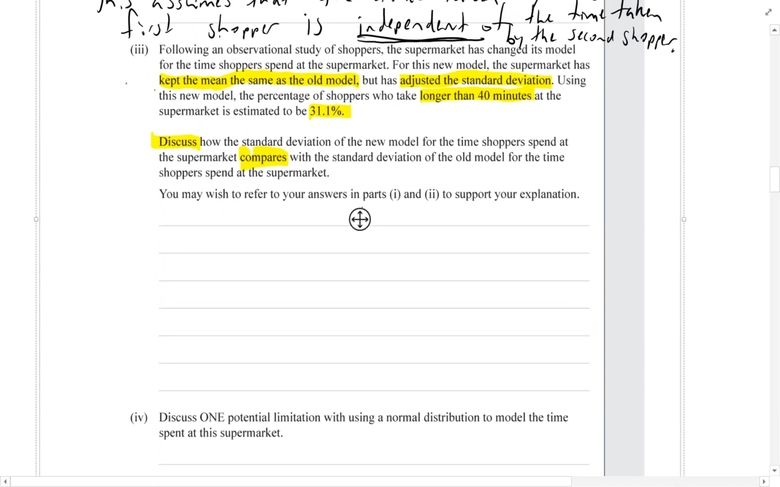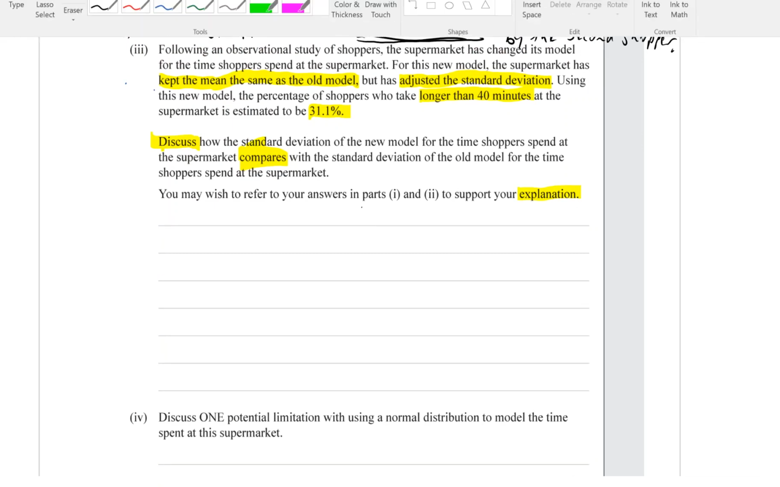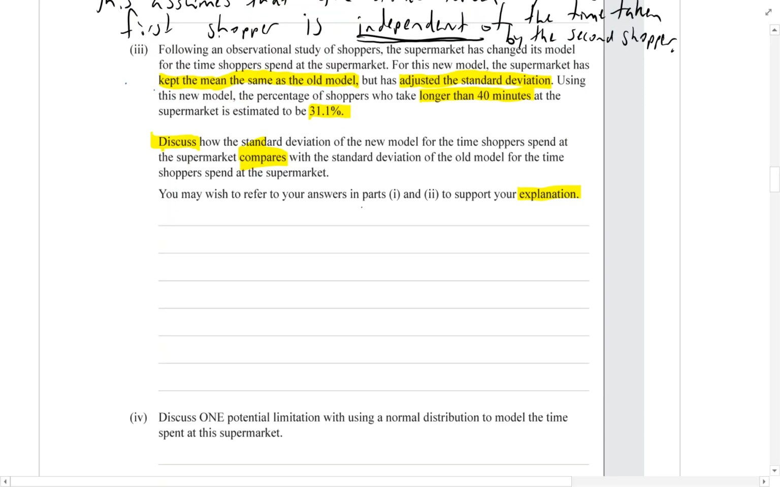Notice how it doesn't say anything here about calculate. It just says discuss, compare, and then it says explanation. So that's a clue that they're not actually wanting us to necessarily calculate anything for this question. And you could actually waste a bit of time if you did. So this is all about comparing. What do we know? We know that the new model has the same mean but a different standard deviation.